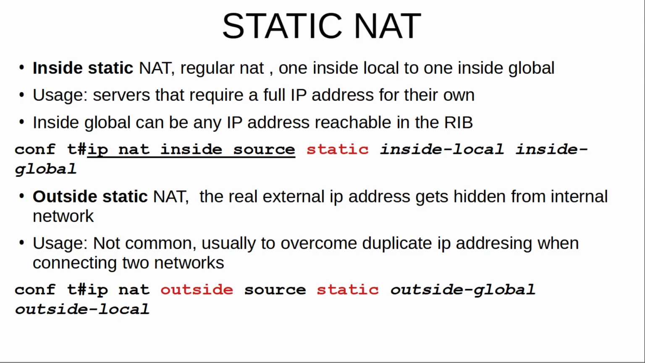And there is a variation of this where you can use outside static NAT. This is the case I was talking to you about, where you will be working with outside global and outside local IP addresses. So this can happen, for instance, if a company acquires another company and this new company happens to use the same IP addressing scheme. In that case, you will have duplicate IP addresses. And if you want to communicate both networks, you will have to work with the outside global and outside local IPs.